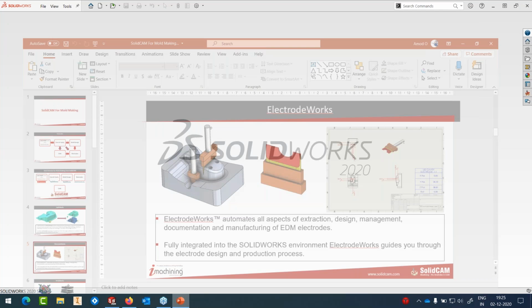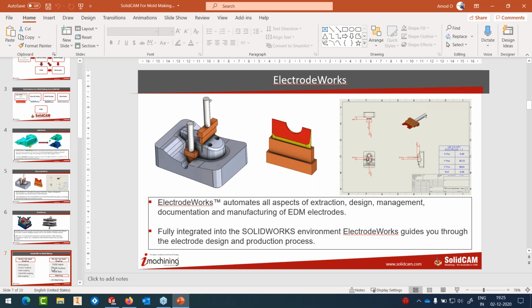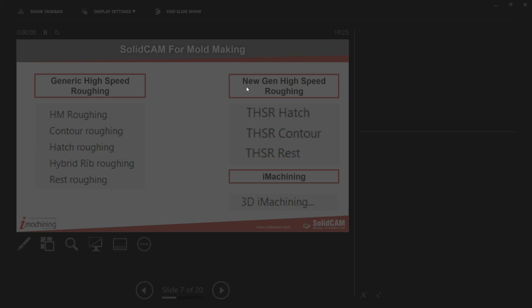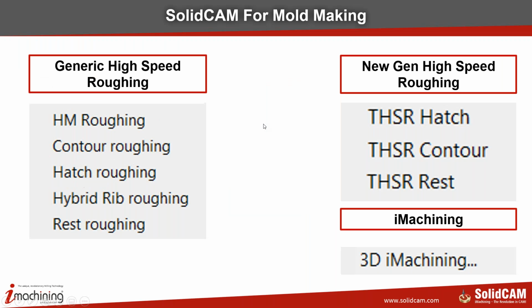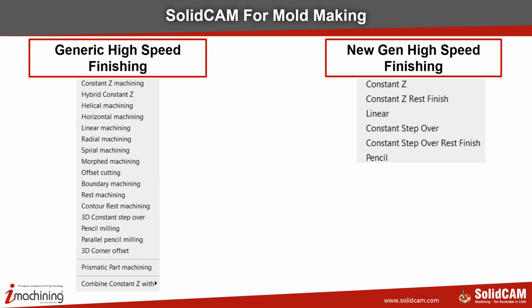So my next process here is the CAM itself. For CAM, we have got a very powerful CAM system that we can use to machine all the parts that you just saw: core insert, cavity insert, so on. So we have got generic high-speed roughing, we have got new generation high-speed roughing, we have got a revolutionary product called iMachining, and on top of that, we also have generic and new generation high-speed finishing techniques inside SolidCAM.